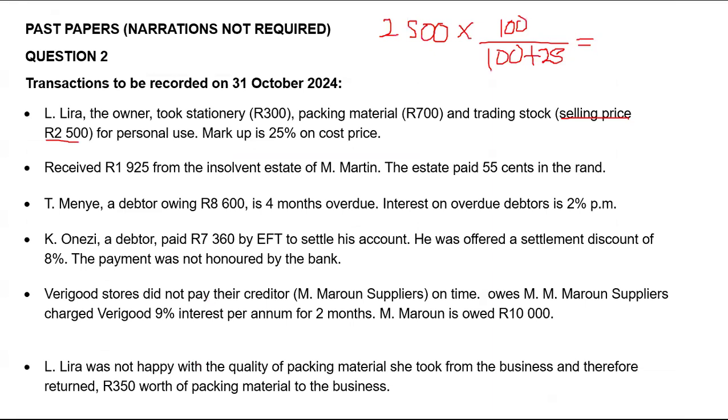Next one. We received 1,925 from the insolvent estate of M. Martin. The estate paid 55 cents in the rand. So this 1,925 is the 55 cents. So we received 55 cents, which amounted to 1,925.